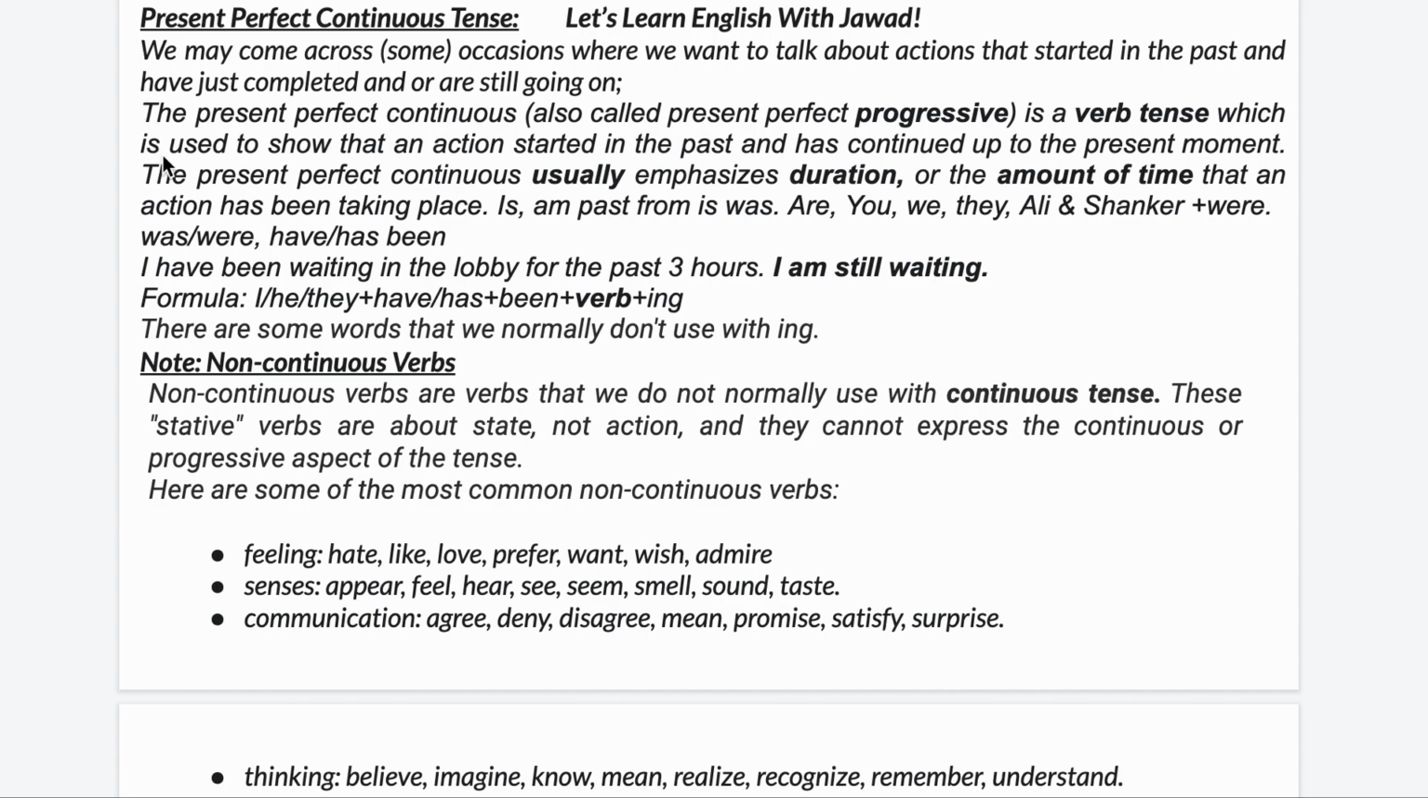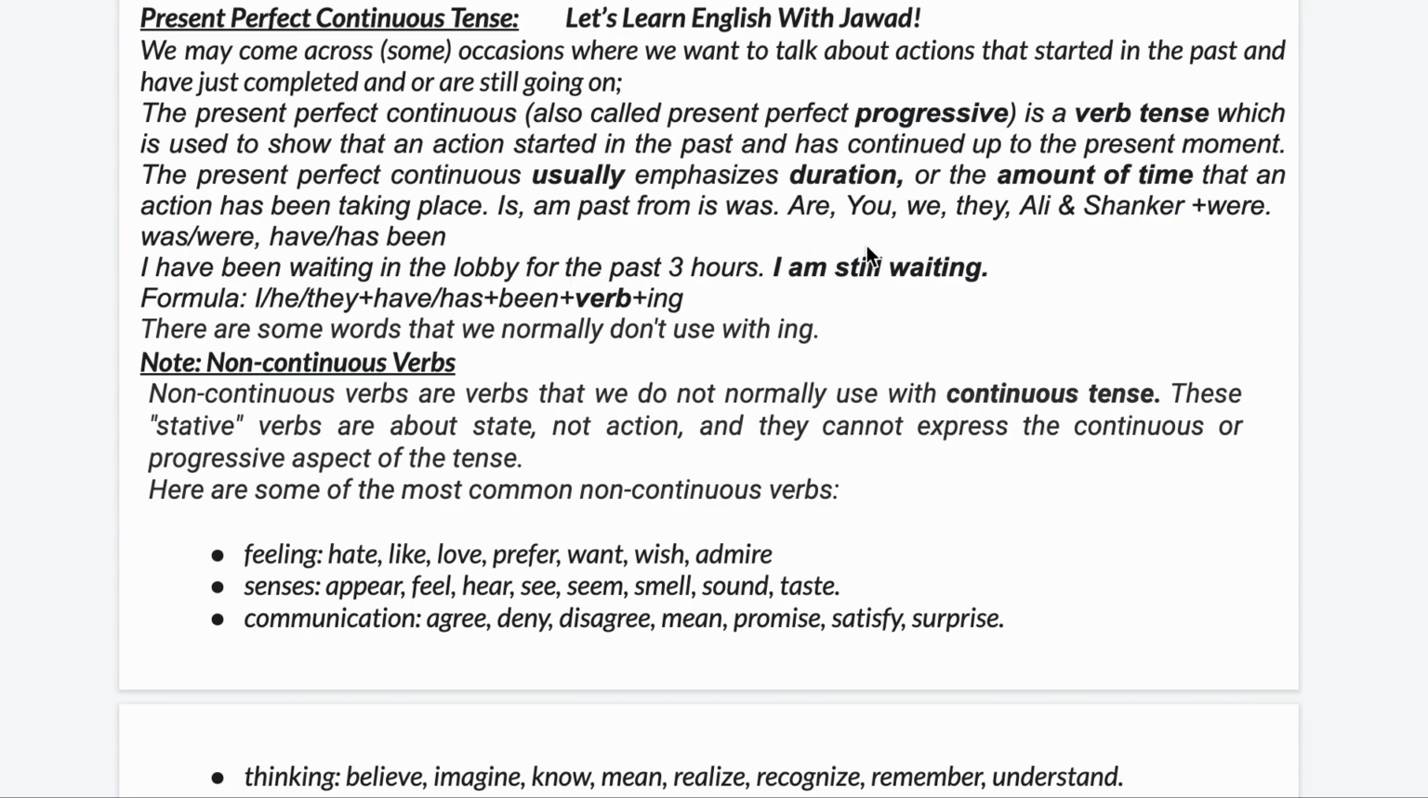You can go through it, but to summarize it, we use this tense to talk about an action which started in the past and is still going on, or an action which started in the past and just finished. And we usually use this tense to talk about time. We emphasize duration or amount of time. Okay, and the structure is easy.